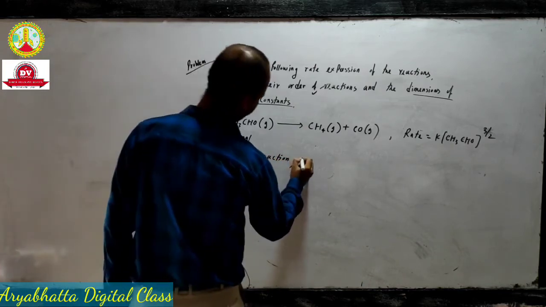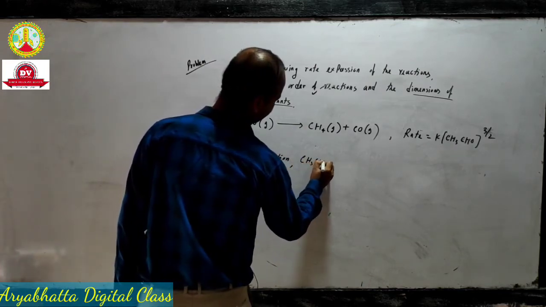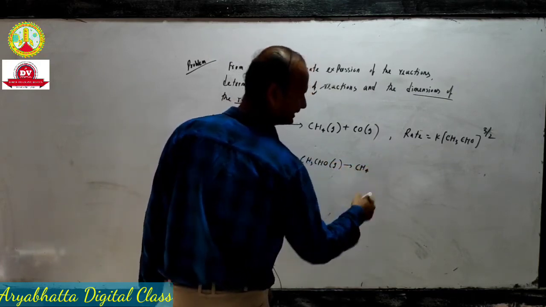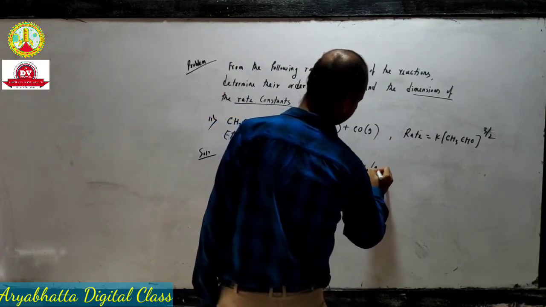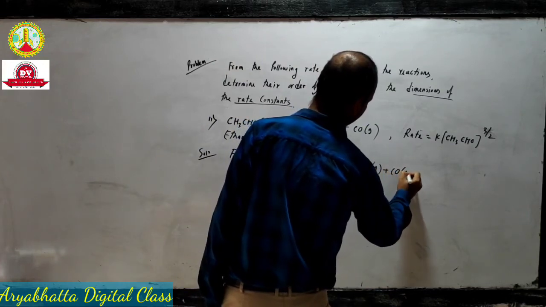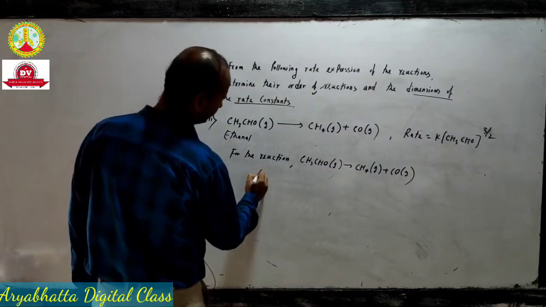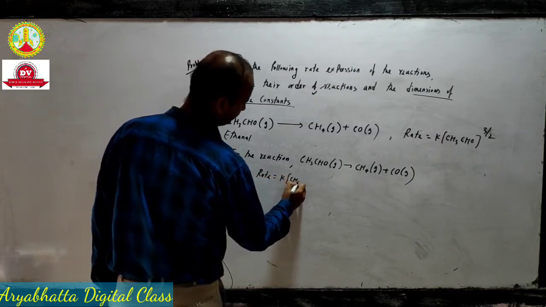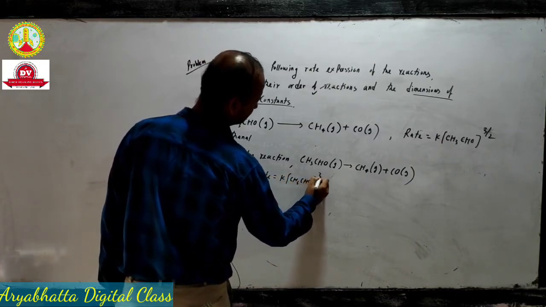देखो, this is what? CH3CHO. Same, हाँ, similar to previous one. पहले जैसे ही है. Now this is CO. So what is the rate expression for this reaction? Rate expression is this one: k[CH3CHO] to the power 3/2.